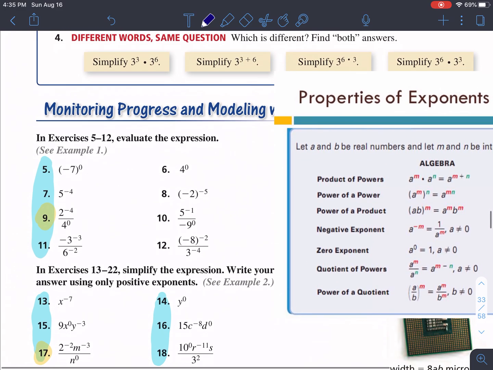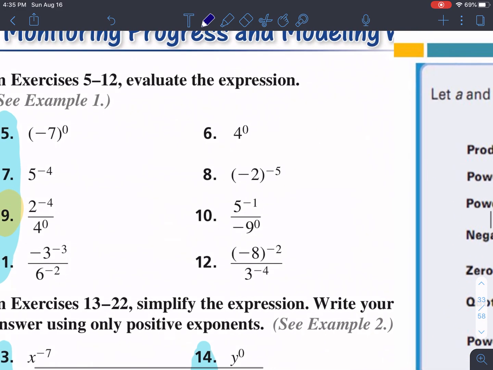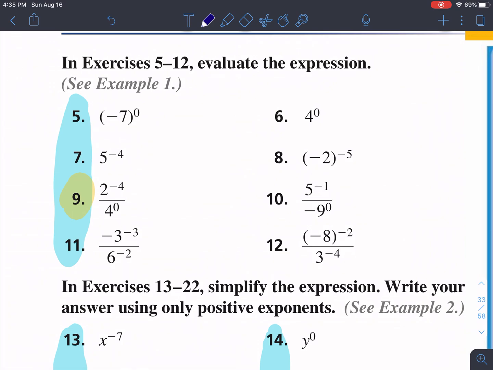All right, so we're going to do the first problem. You should have 5 through 11 odd as the first set of problems. I'm going to do number 9 from this. I'm not going to do all of them, just for the sake of time. Here I see that we have to evaluate the expression.